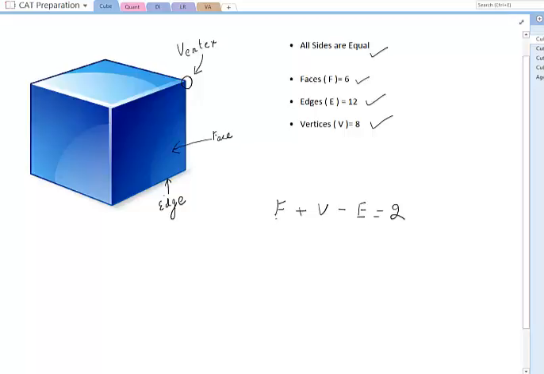We can just check for a pyramid, let's say. So in a pyramid, there are 4 faces and there are 5 vertices. So this tells me that the number of edges in a pyramid would be 7. You can count to check. Again, it's not very important from a CAT perspective, but just something that you should know. Let's move on to the next topic.